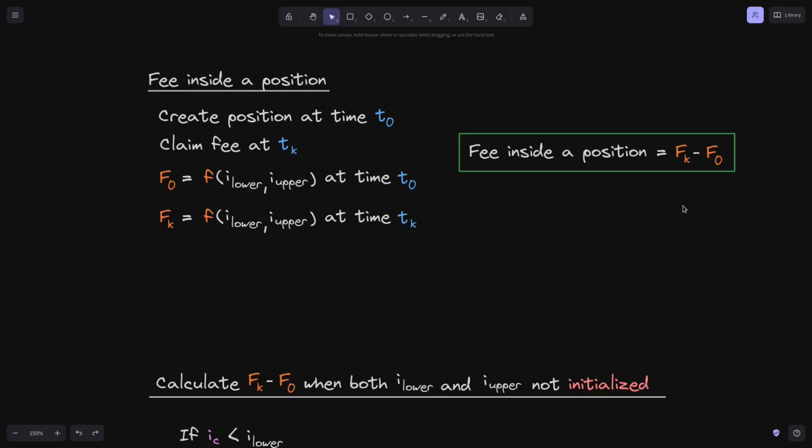To summarize, we verified that this equation correctly calculates the fee growth inside when both of the ticks are not initialized. In the next two videos, we'll do something similar. We'll calculate fee growth inside using this equation when one of the ticks is initialized, and in another video, we'll calculate the fee growth inside when both of the ticks are initialized.